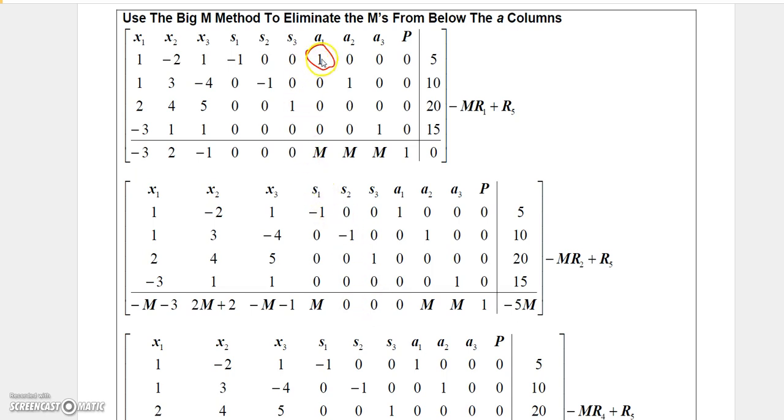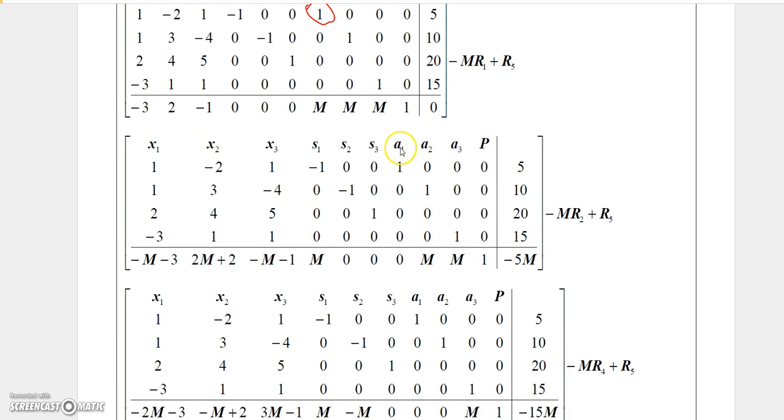And then when you multiply this by negative m and add it to m, negative m plus m is going to give me 0 there. And then if you multiply this by negative m, you're going to get 0 plus m is m. Same thing here, 0 plus m is m. And then same thing here, 0 plus 1 is going to stay 1. And then you multiply this by negative m and you get negative 5m. Okay, so that eliminated the m under the A1.